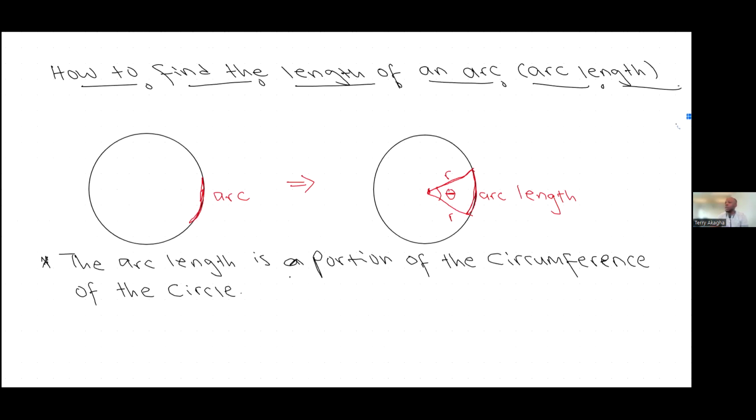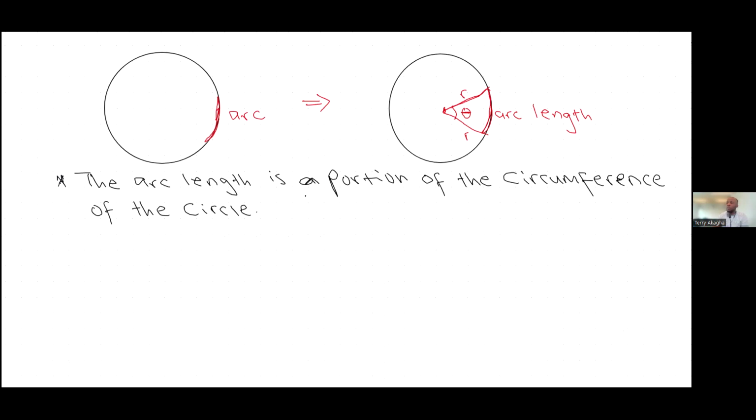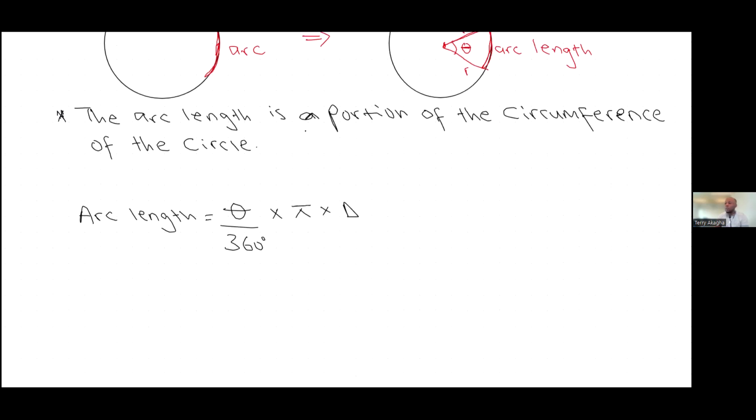So we can derive a formula using it. The arc length will be equal to this angle we have here, theta, divided by 360 degrees, multiplied by pi times the diameter. We can break this down further to be equal to theta over 360 times pi d.